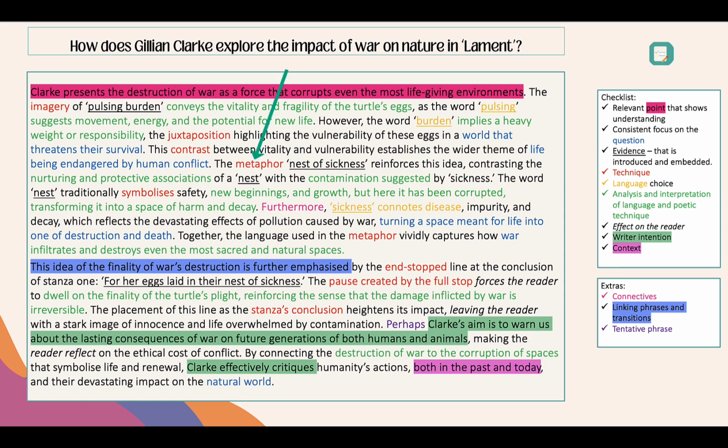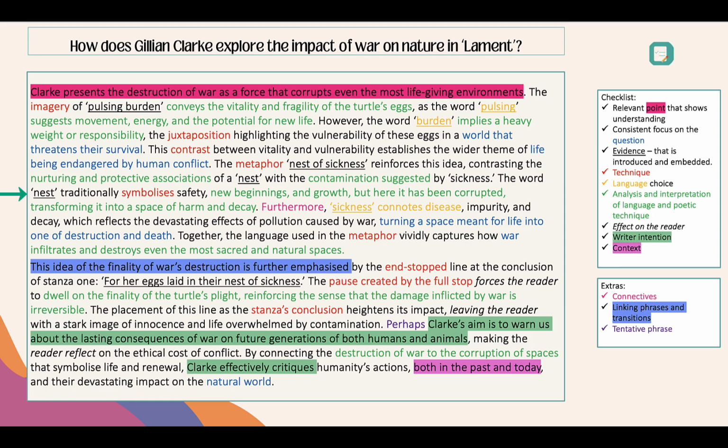The metaphor, so I've got another technique here, nest of sickness, reinforces this idea, contrasting the nurturing and protective associations of a nest with the contamination suggested by sickness. So look how I'm pulling all of this. I've talked about the metaphor, I've split it into two, I've thought about what those words mean, what the connotations of those words are, what it means, and I'm really analysing the language used here and the impact. And then I'm going to dive in even further on the word nest.